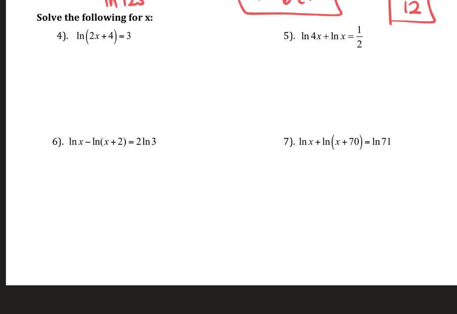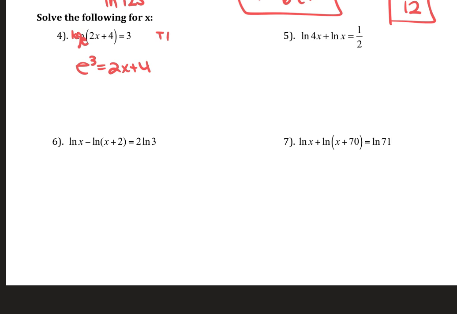And last but not least, solving equations with the natural log. So for 4, I don't see any properties. Remember that ln is the same thing as log base e. So we have one term on the left, one term on the right. So we'll call this type 1 and we'll convert. It'll be e to the 3rd equals 2x plus 4. Now remember, e is just a number, so that's 2.7 cubed, whatever that number comes out to be. And again, we'll do that in the calculator after.